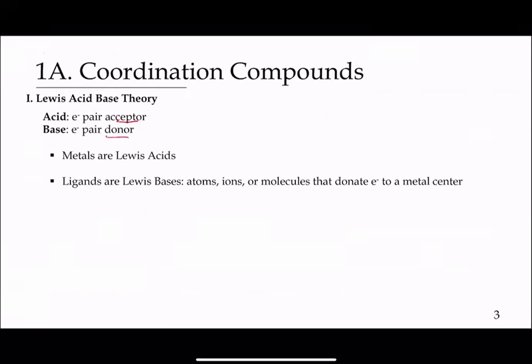So based on this definition, the Lewis acid-base theory is quite encompassing of a lot of different species and interactions. When it comes to coordination chemistry, the metals, as I already mentioned, are the Lewis acids, and the ligands are the Lewis bases. So just expanding on the definition that Carmen gave us, the incorporation of atoms, ions, or molecules that can donate the electrons to the metal center.